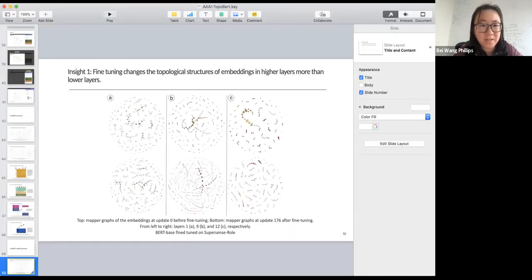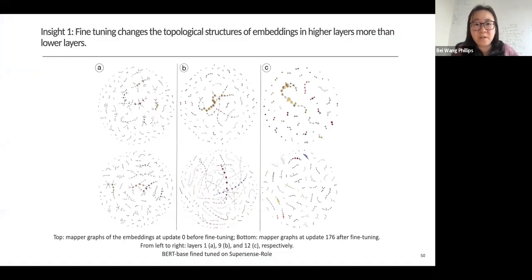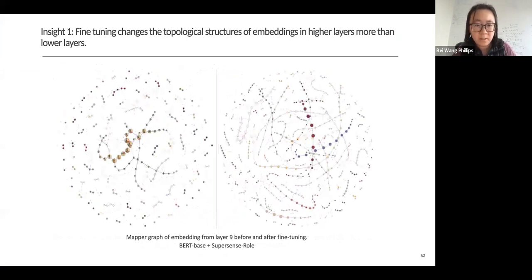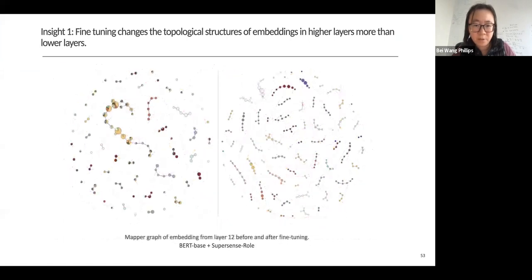Okay, the first insight is that fine tuning changes the topological structure in higher layers more than the lower layers. Specifically, this is at the earlier layer, left is before fine tuning, right is after fine tuning. This is layer 9, and then this is layer 12. So fine tuning is changing the mapper's structure much more drastically towards later layers.